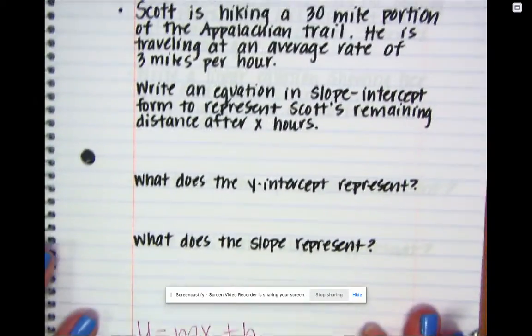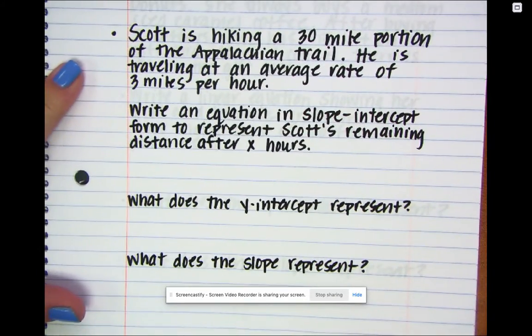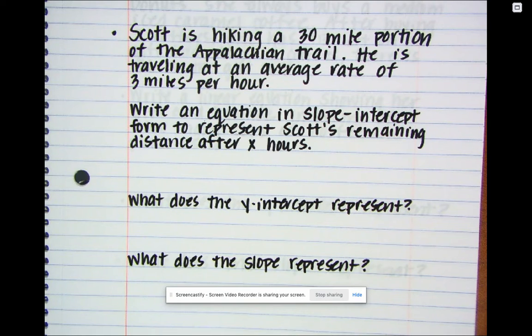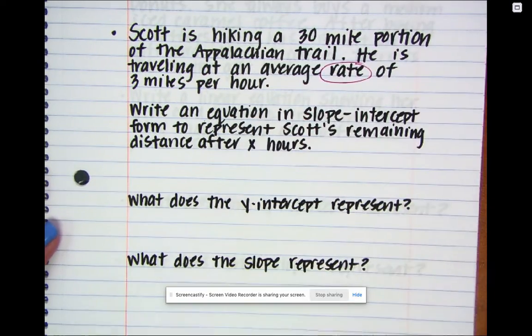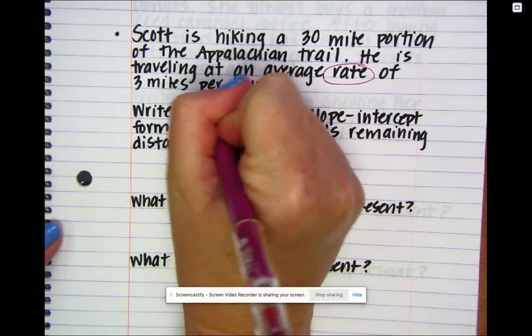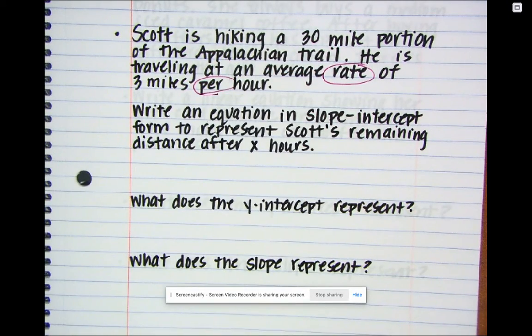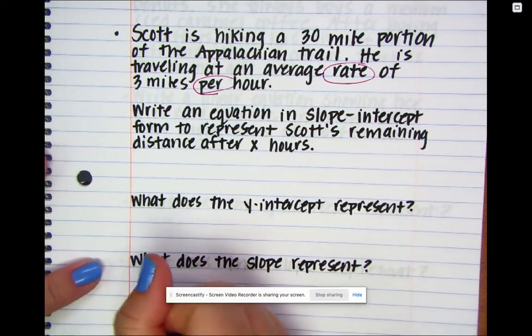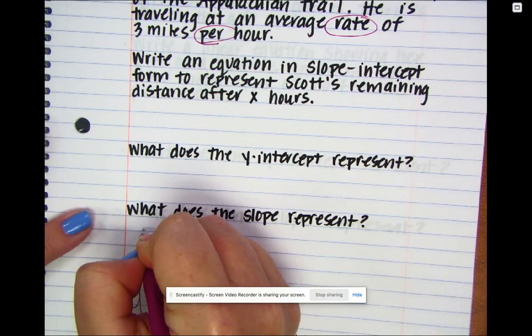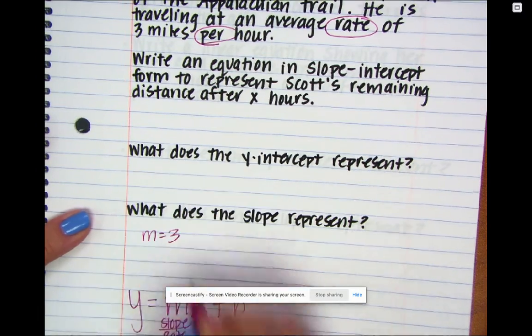So let's come back up here. It tells us that Scott is hiking a 30-mile portion of the Appalachian Trail. He's traveling at an average rate of 3 miles per hour. So I see specifically the word rate and I see the word per. So those are both keywords for my slope. The rate that they're talking about is the 3. So it is 3 miles per hour. So my slope, I'm going to just write it down here, m is equal to 3.